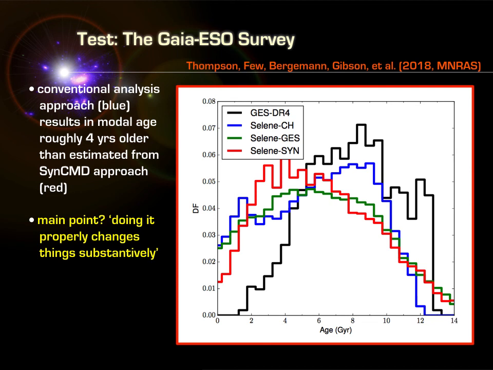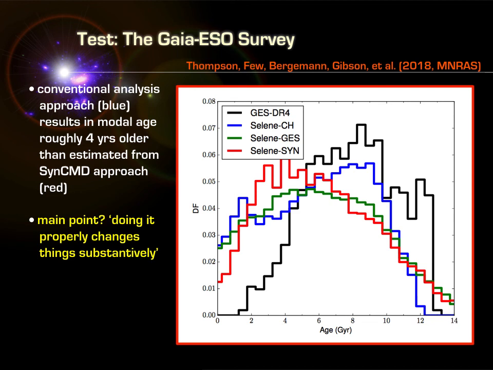Now, if I take the simulated star particles and blow them up into individual stars, and then select the stars the same way that we did in the Gaia ESO survey, then you would get the red curve. And so you can sort of see the red histogram, the modal age is around 4 billion years.